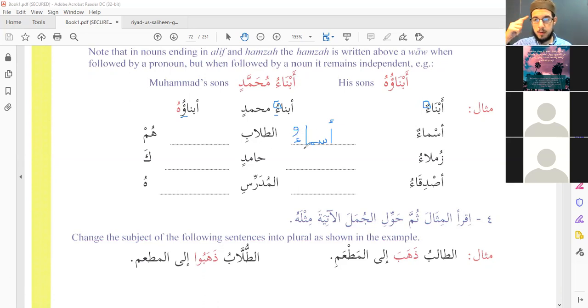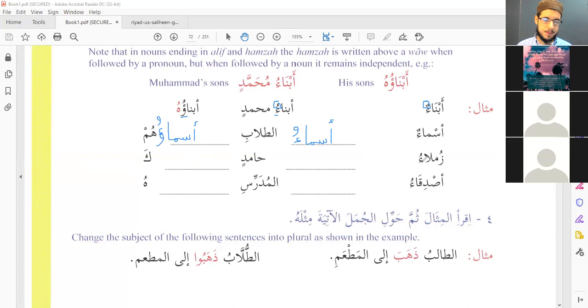And it might be more helpful for you to think in English of using the words the names of the students, right? That way we keep the words in the same order. Asma'u tullabi. Names of the students. Good. And then now if we want to say simply their names, what would it be? Asma'uhum. Yes, exactly. And notice that when we write it here, now it is a hamza on top of the waw. Very good.